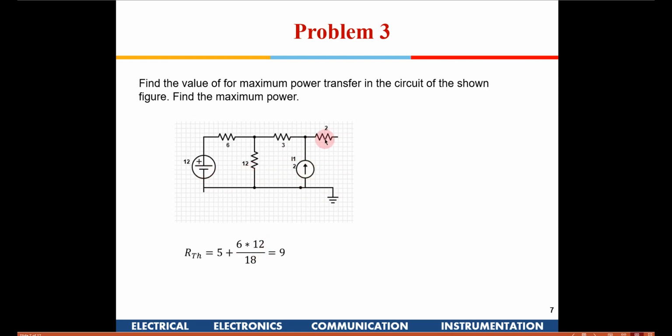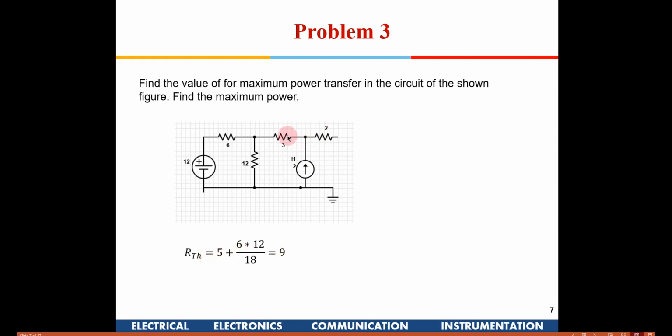RTH is, if you see from the output side port, it would come to a total of 9, because this current source is going to be open circuit. 2 plus 3 is going to be 5, and 6 and 12 are going to be in parallel, right? So 6 into 12 divided by 18, and 2 plus 3 is 5, so you get 9. Okay, is it understood? How did I write this?